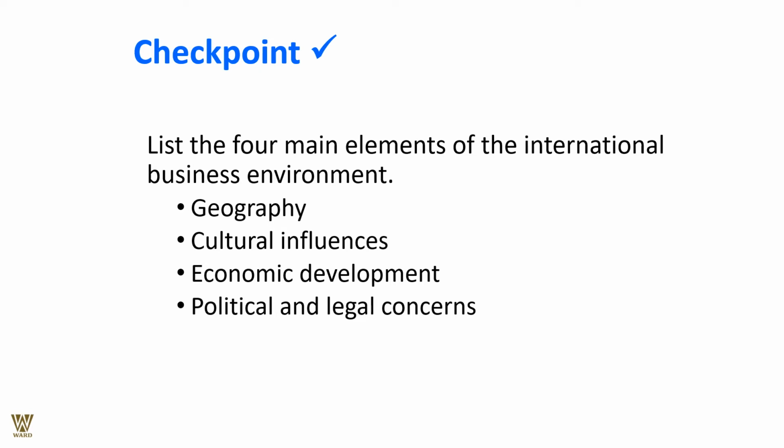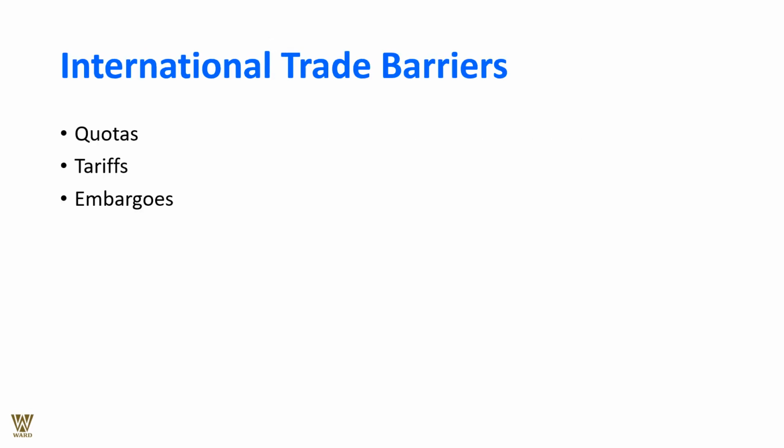The four elements of international business environments are geography, cultural influences, economic development, and political and legal concerns, as the case might be. Let us understand quotas, tariffs, and embargoes. Now, these are nothing but trade barriers. Again, I repeat, quotas, tariffs, and embargoes, which say exactly why a business needs to be incentivized or why a business needs to be prohibited in the order.